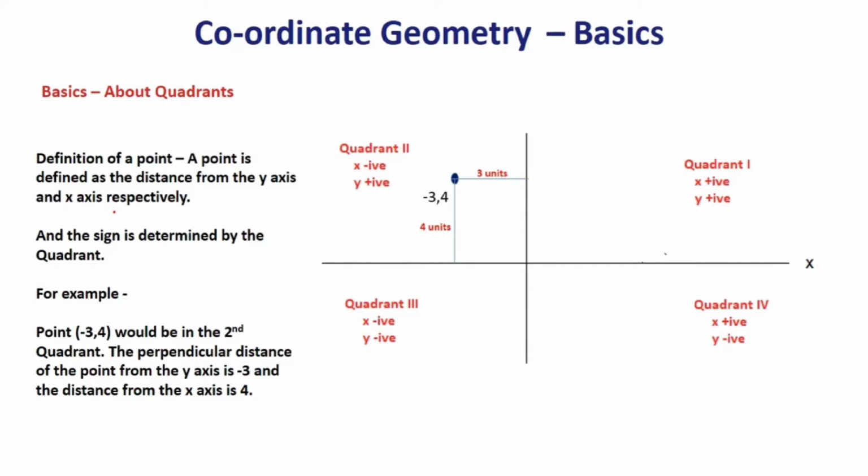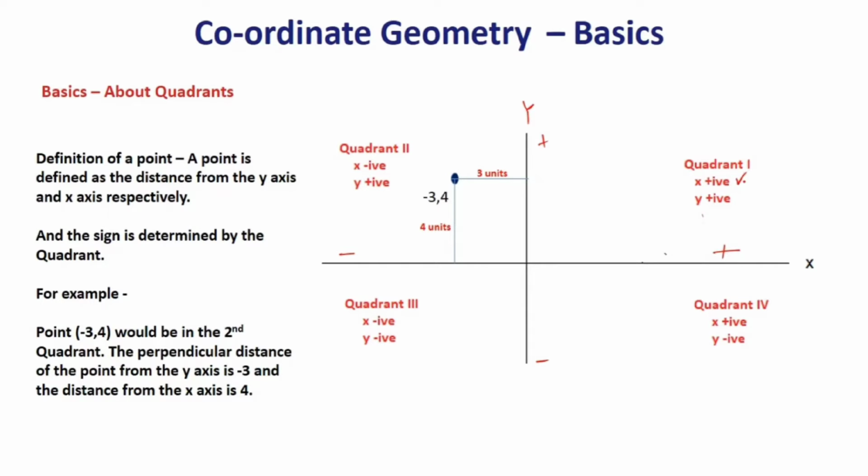First of all, let's understand the quadrants. Whenever you have a coordinate axis, you have the horizontal x-axis and the vertical y-axis. The right side of this axis is positive, left side is negative. The upward side of y is positive, the downward side is negative. Now if you combine x and y, you get four quadrants.